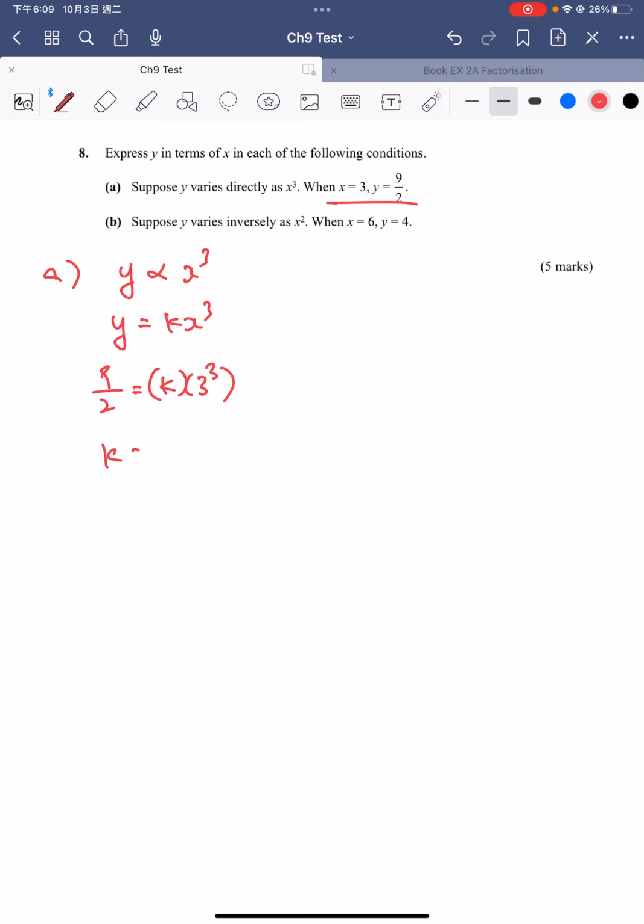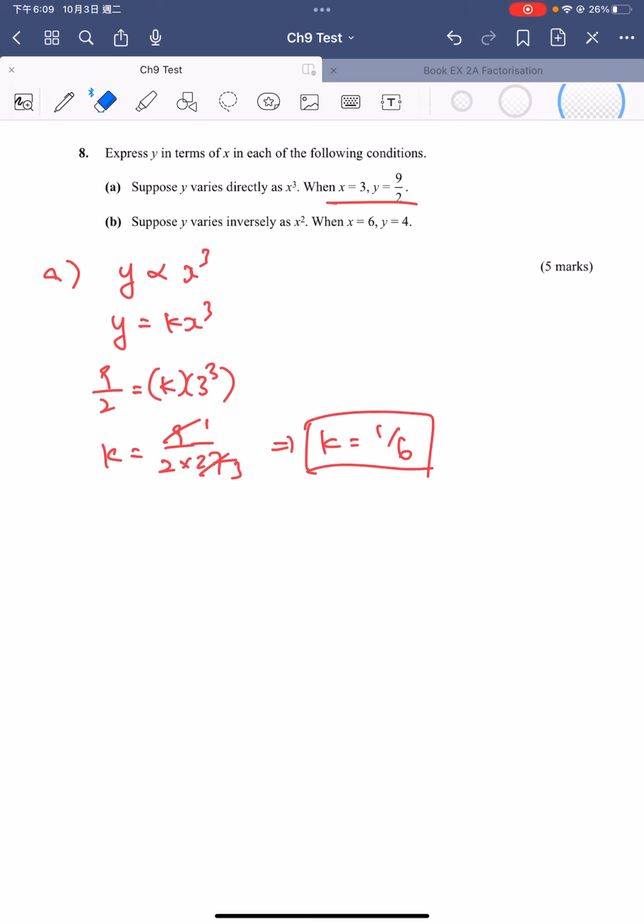So we have k is equal to 9 over 2 times 1 over 27. Then we can eliminate them by 9 and 3. So that k is equal to 1 over 6. So this is the variation constant, but the question is asking to express y in terms of x. So we substitute back k equal to 1 over 6. Then you put it in our original equation to get y is equal to 1 over 6 x cubed.